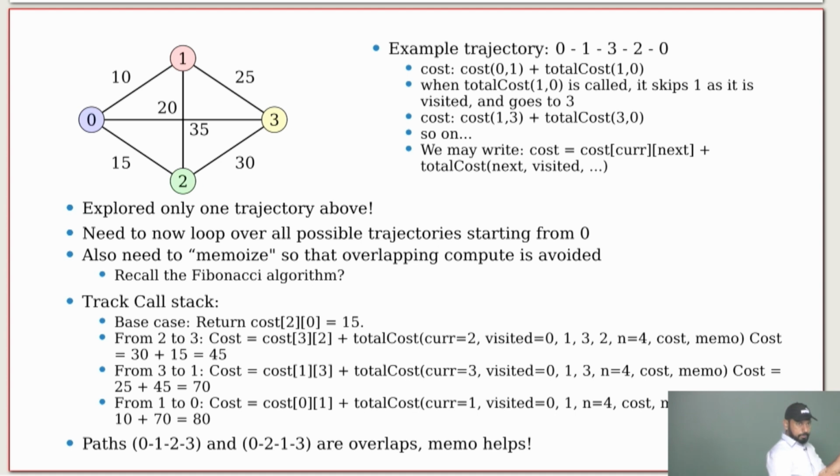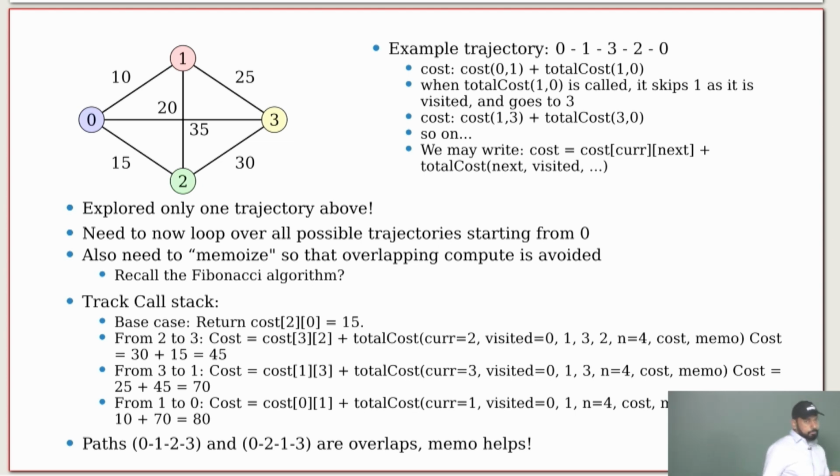So this is a recall of a bit of DP. Overlapping substructure, or overlapping problems in this case, could be 0 1 2 3 and 0 2 1 3. Both will have the same cost because it's an undirected graph. Either I go from 1 to 2 or 2 to 1. You can see 1 to 2 and 2 to 1 will give me the same cost, and the remaining are the same anyway. So this will be an overlapping cost.